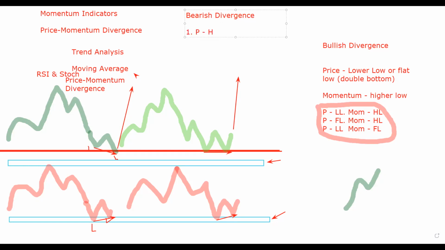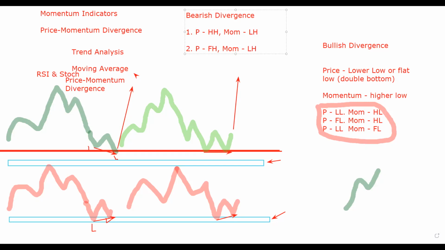Higher, right? Higher high, and momentum making a what? Lower high. That's one. Number two, you could have price making a flat high. That's like a double top. And the momentum could be making, of course, a lower high also.